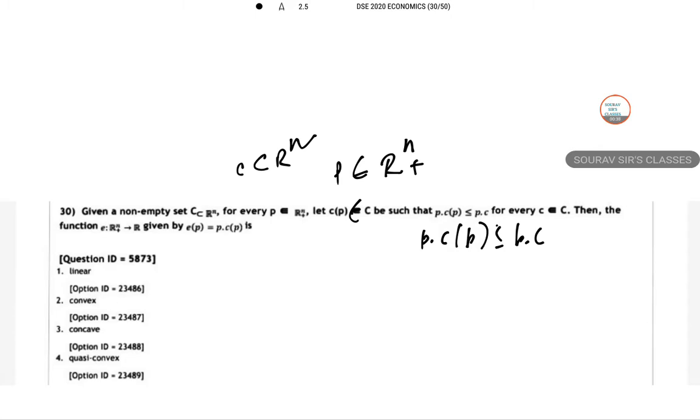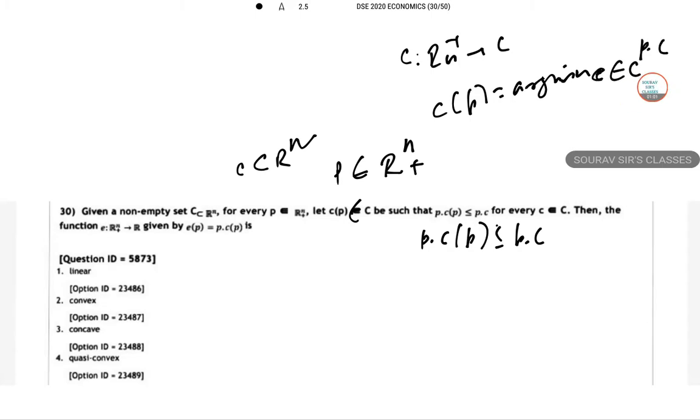So the given function E of P is P dot C of P, and we have to judge whether this is concave, convex or linear. So we basically have this function. Now Cp is the argmin over C belonging to capital C of P dot C. Okay. So now P and P prime also belong here, so there are multiple, more than one solutions to the system.